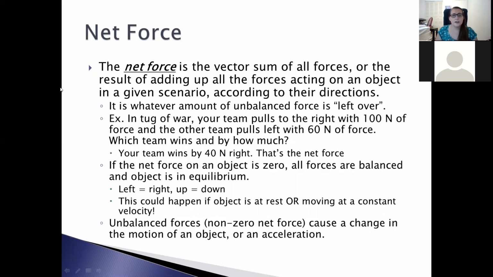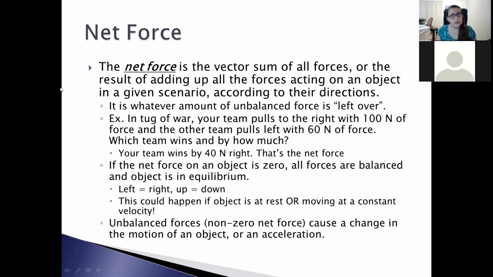If the net force on an object is 0, then all of the forces are balanced and the object is in equilibrium. So that would be if the amount of force pushing left equals the amount of force pushing right, and the force pushing up equals the force pushing down. If that's true, then your object is in equilibrium. But this could happen even when the object is moving, if the object is moving at a constant velocity. Right? So this ties back to Newton's first law, right?